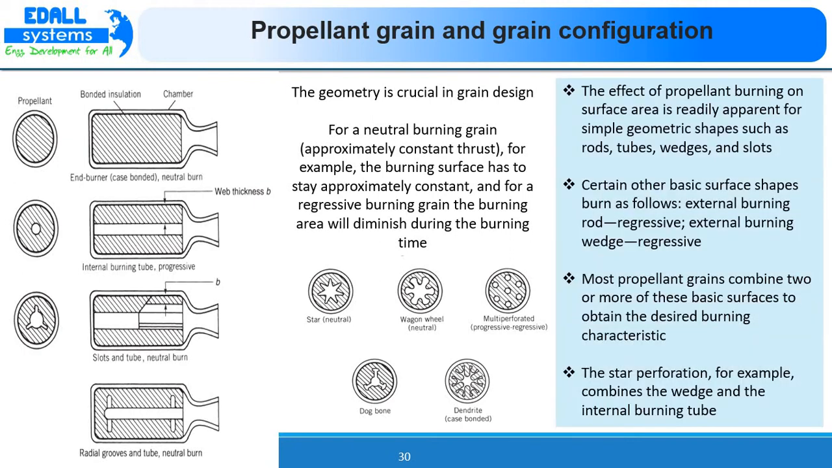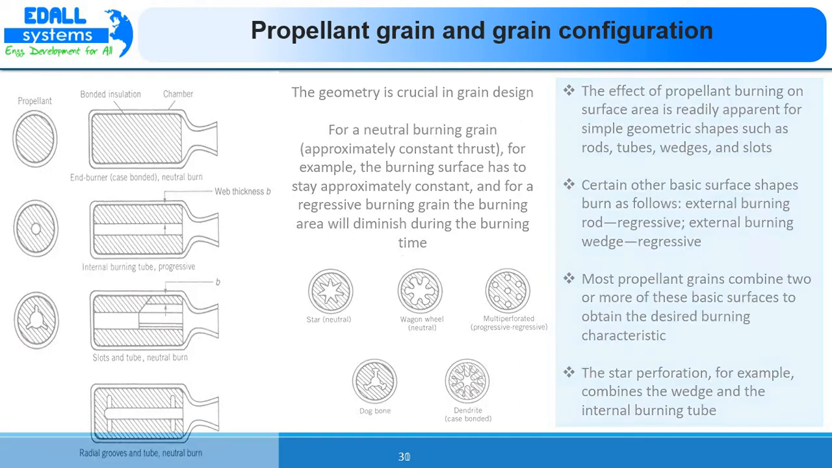The effects of propellant burning on surface area are readily apparent for simple geometric shapes such as rods, tubes, wedges, and slots. Certain other basic surface shapes burn as follows: an external burning rod will give us regressive burning, and an external burning wedge will also give us regressive burn. So to avoid this, most propellant grains combine two or more of these basic surfaces to obtain the desired burning characteristics. The star perforation, for example, combines the wedge and the internal burning tube. So these are various grain configurations which are being used today also.